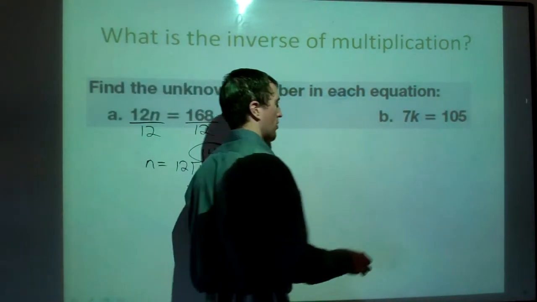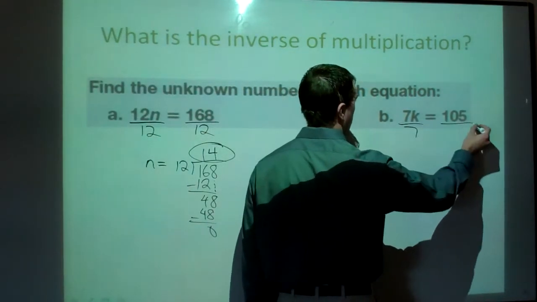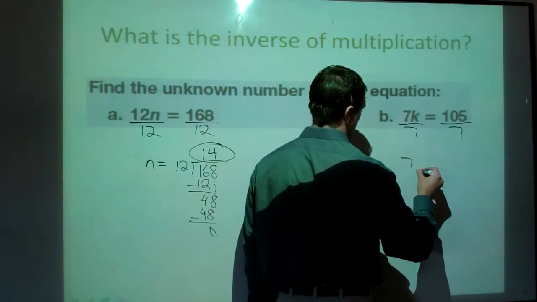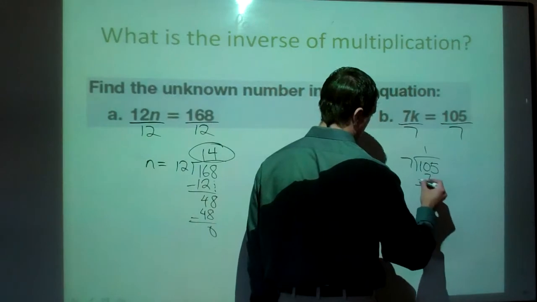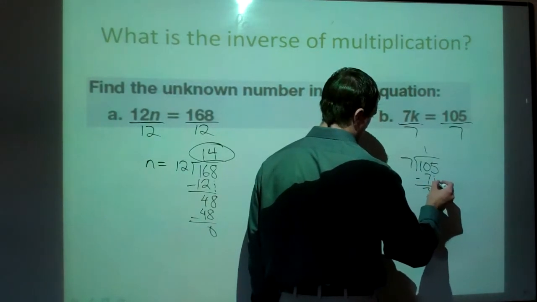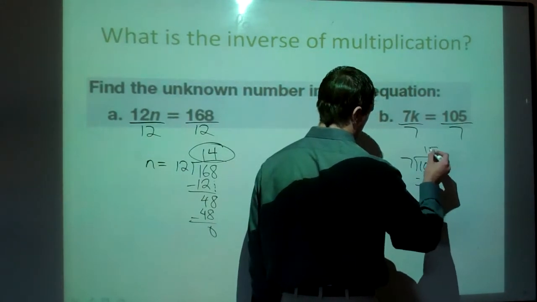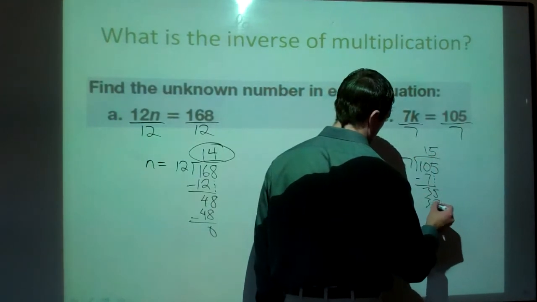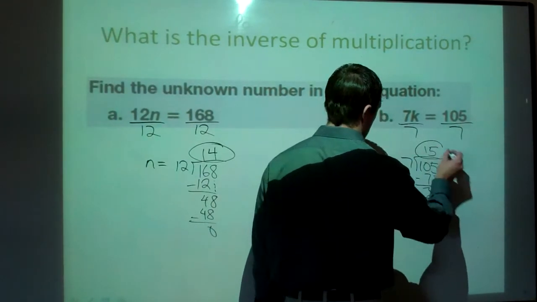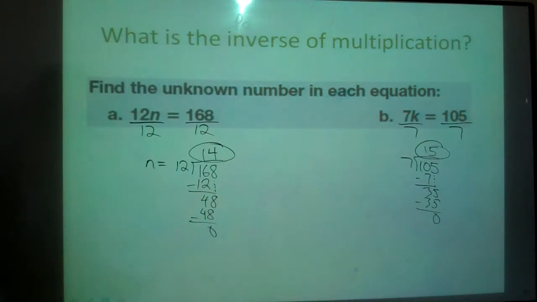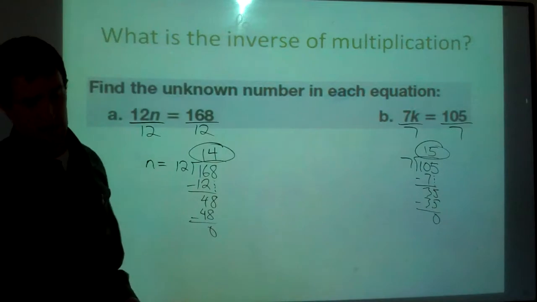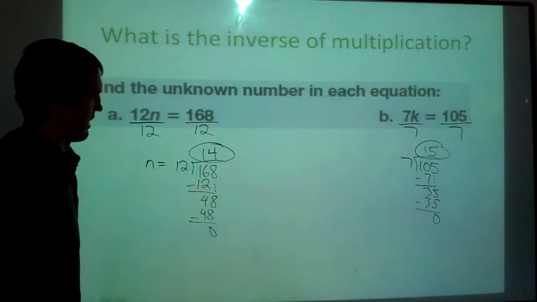Same thing over here. We're going to divide by 7. 7 goes into 105 15 times. So k would be 15 in that situation. I think the multiplying is a little easier. It's easier to tell what to do in that situation.